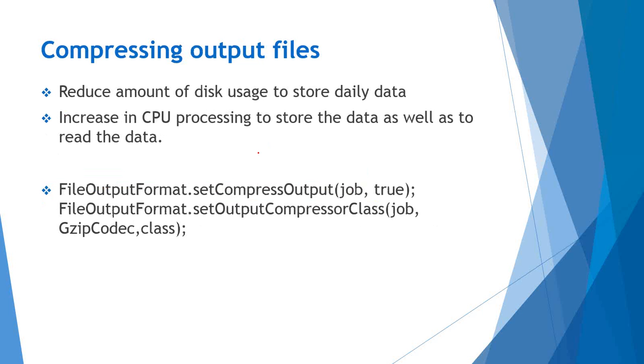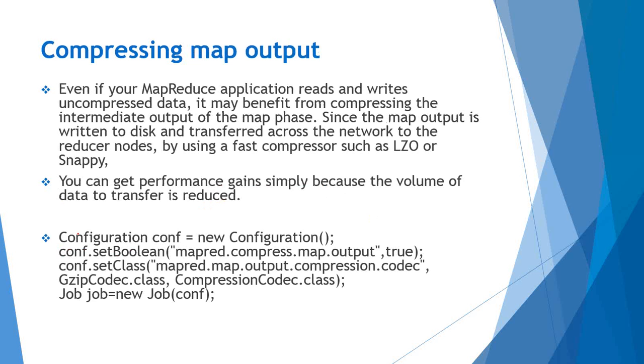For applying compression to the output file, I have to just set FileOutputFormat setCompressOutput to true. This will enable the compression of the reducer output and the compression codec. I'm using the gzip codec over here. I'll talk about this gzip codec also in a minute or so. And if I have to set the compression on the mapper output, I have to just set mapred.compress.map.output to true and the compression codec which I want to apply on the map output.